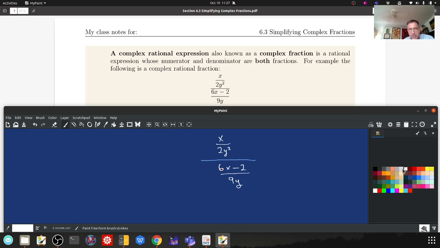So a complex fraction, that's what I'll probably call them more than a complex rational fraction, has 1, 2, 3 division lines, and the numerator is a fraction that accounts for one of the division lines. The denominator is another fraction that accounts for the second division line, and then we have the main division line. And of course it should be obvious it's right there.